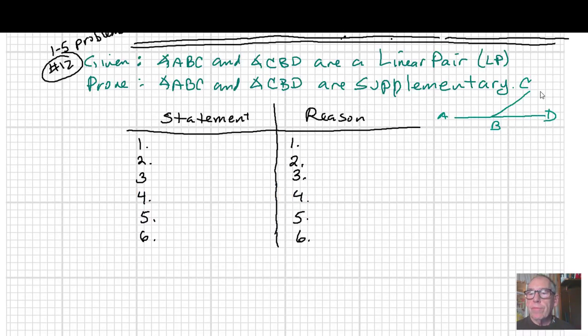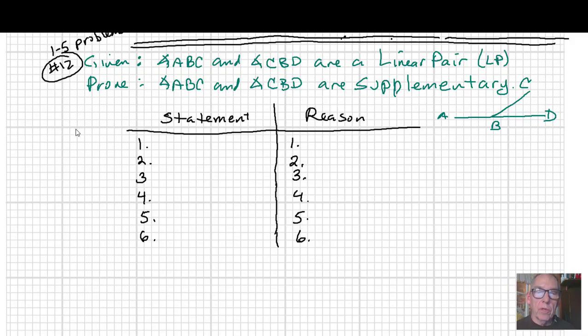So here we have our diagram. If they don't give you a diagram, every one of these proofs you do basically needs to be rewritten separately. You need to supply a diagram. There's a given, there's a to prove, statement reason, 2 columns, and then they need to be numbered. And then let's brainstorm through this.